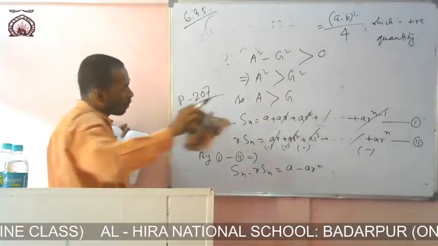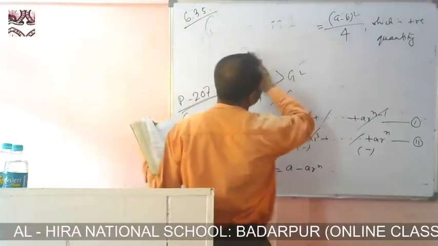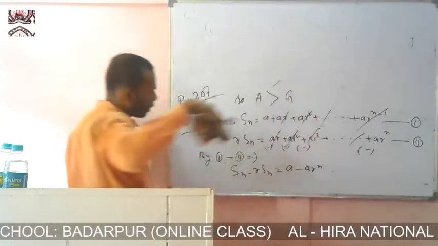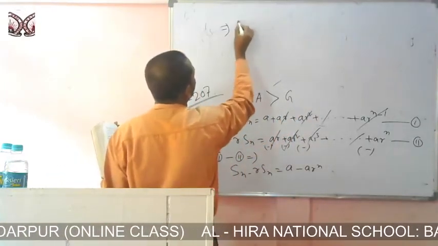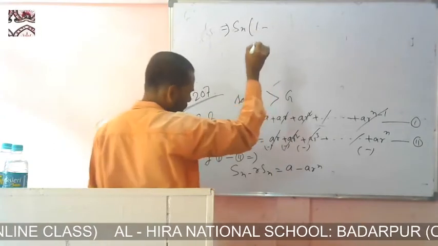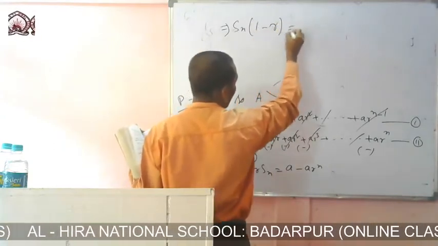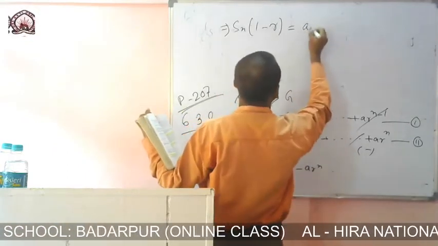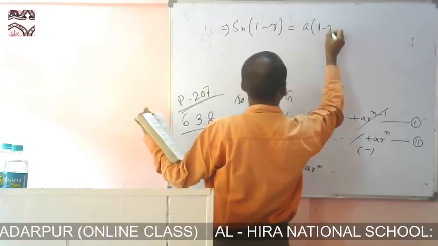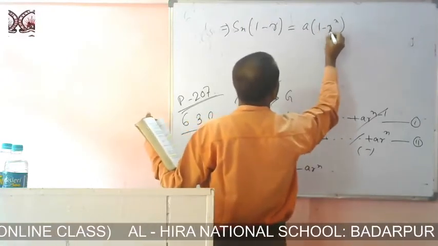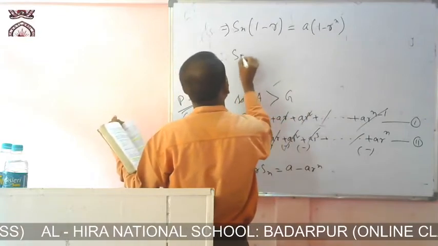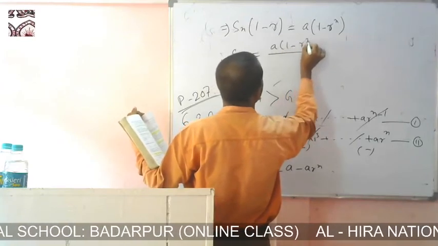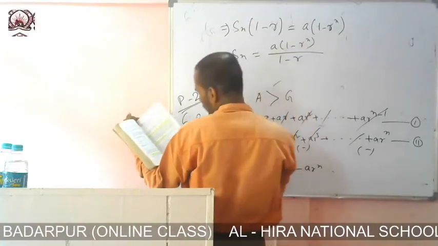If I take Sn common, then Sn into 1 minus r will be equal to a minus, if we take a common also from this side, then a into 1 minus r to the power n. Therefore Sn will be a into 1 minus r to the power n by 1 minus r.